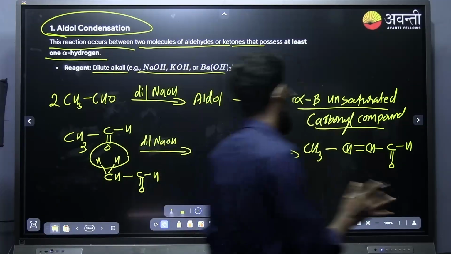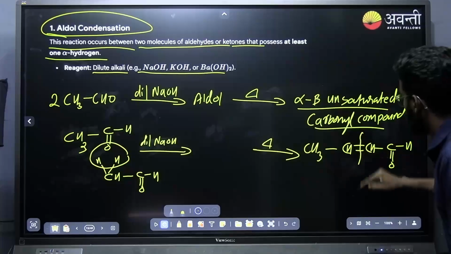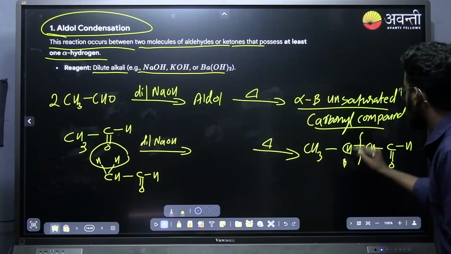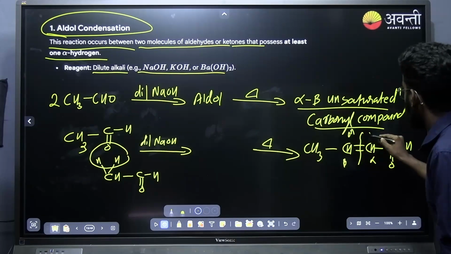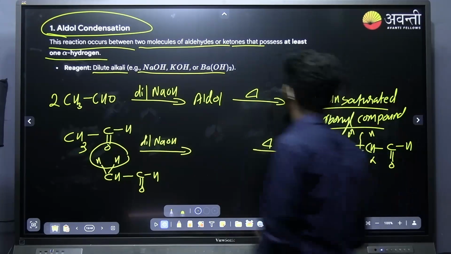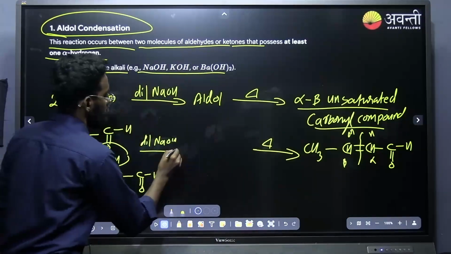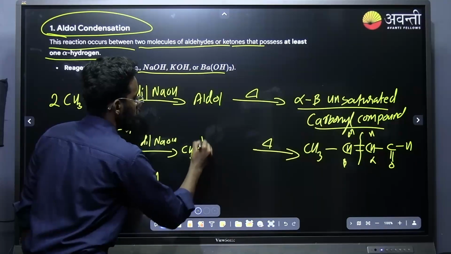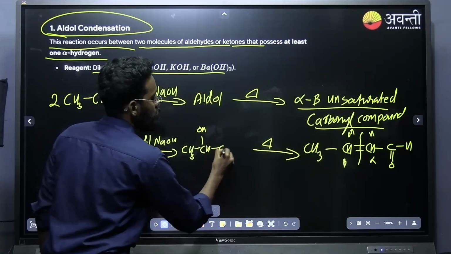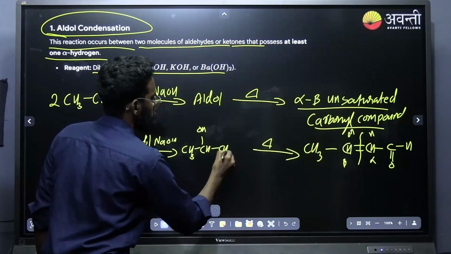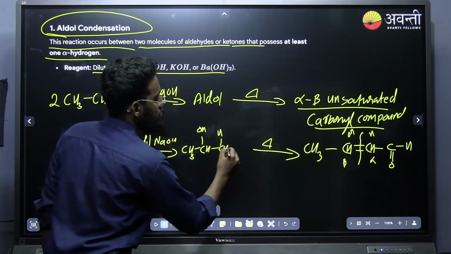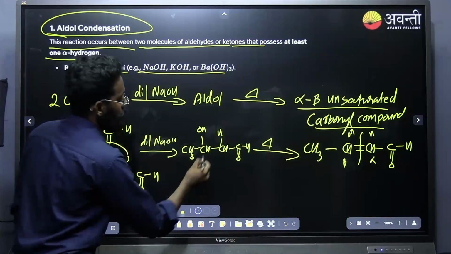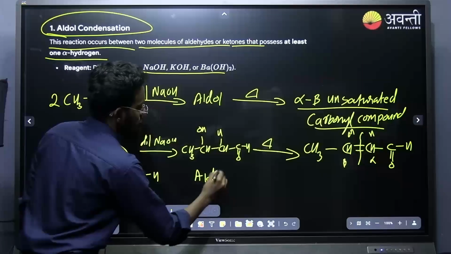Aldol product, there is no difficulty. What you have to do is just break this bond and just keep the OH in the beta carbon. This is the alpha, this is the beta carbon. Keep OH in the beta carbon and hydrogen in the alpha carbon. That is CH3 C H OH CH2, then C double bond O H. Here you can see, yeah, this is the aldol product.